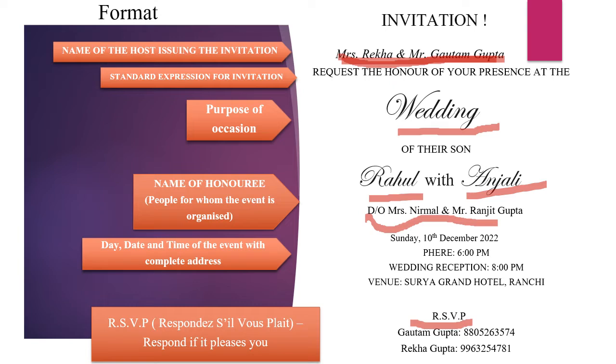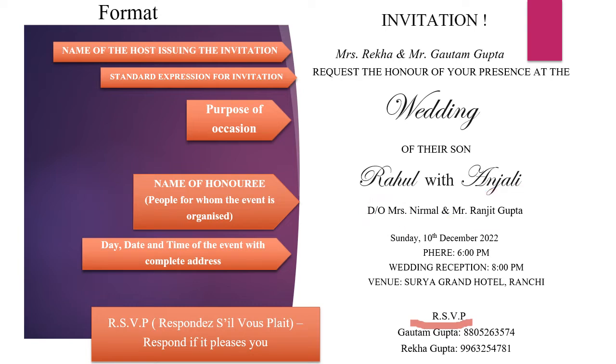So first let me remind you once again, first we have to write the name of the host, then one standard expression line. Okay, then the purpose of the invitation. Okay, and then the name of the person for whom the event is being organized. Okay, and then the time and place, everything, the complete address. Okay, and at last you have to write RSVP. It means please respond. Okay, with the address and contact number of the host. Let me read it once again.